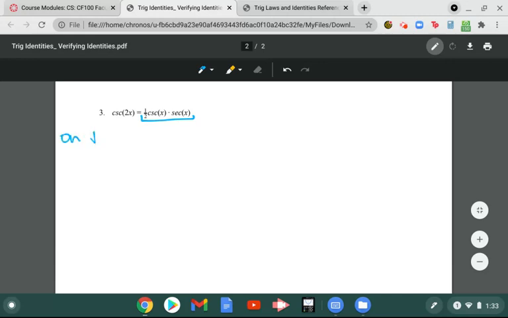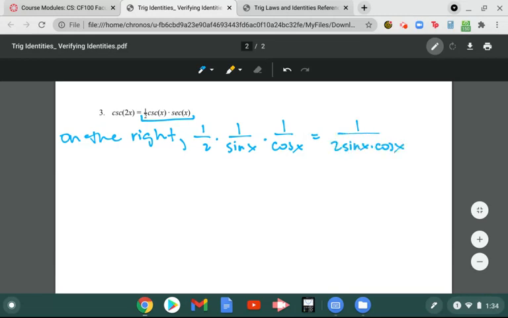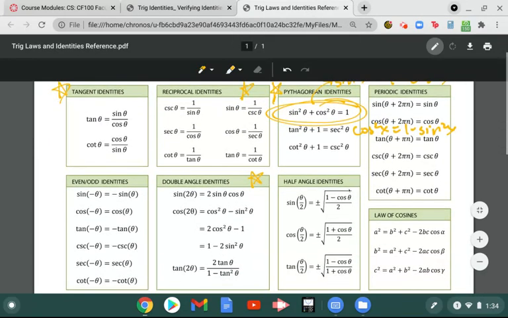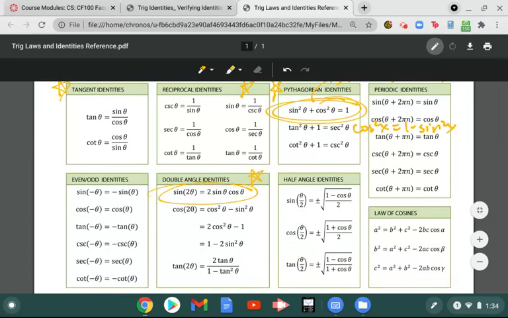So on the right, I'm going to write things in terms of sines and cosines. So I have 1 over 2, 1 over sine, 1 over cosine, which is 1 over 2 sine x cosine x. That should feel familiar. It is one of our double angle formulas. If I go over to our reference sheet and to our double angle formulas, that denominator is the sine of 2 theta. So I can replace the denominator with the sine of 2.